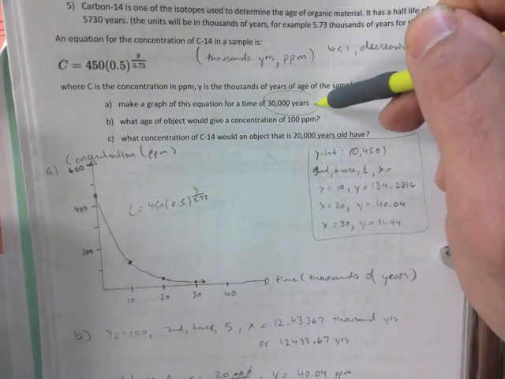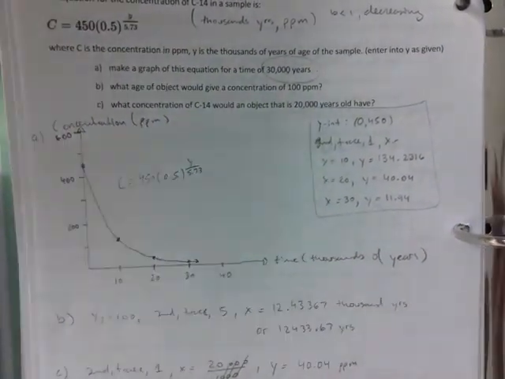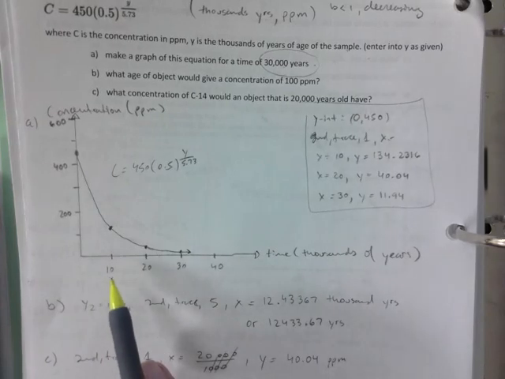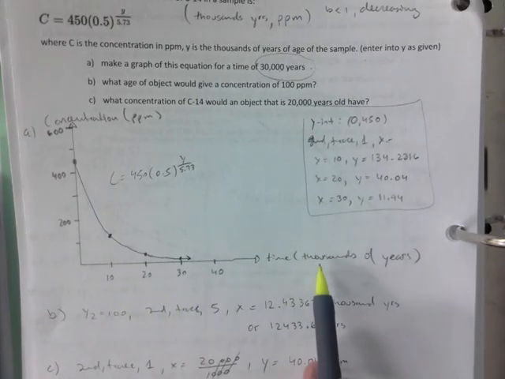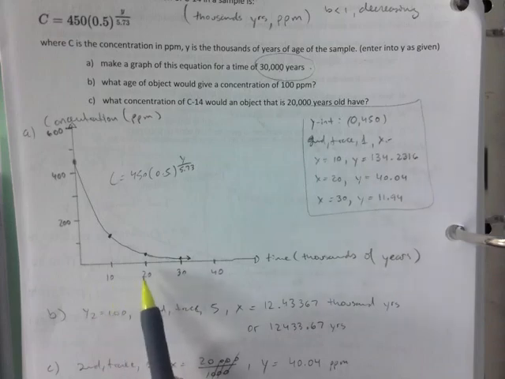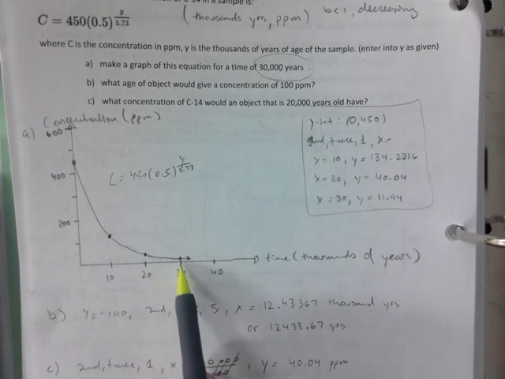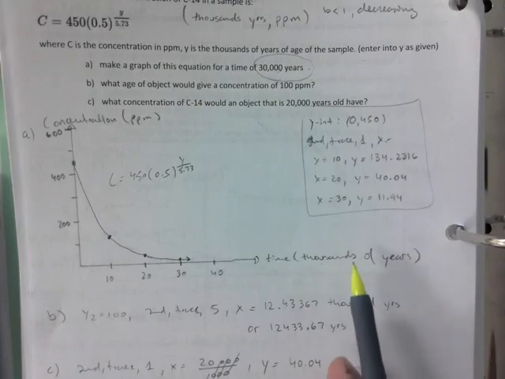Make a graph. This was similar on our test. Because x represents thousands of years, when we go to 10, we understand that's 10,000. You would multiply this by 1,000 if you want the actual number. So 20,000, 30,000. I just went to 30 because it's understood that it represents thousands of years.